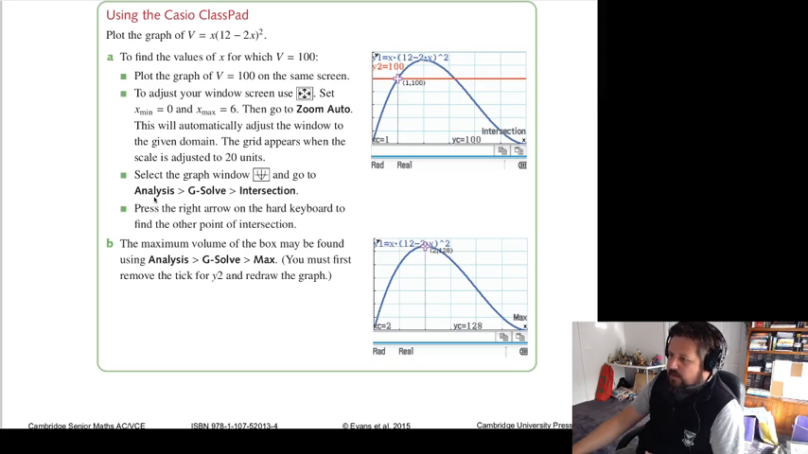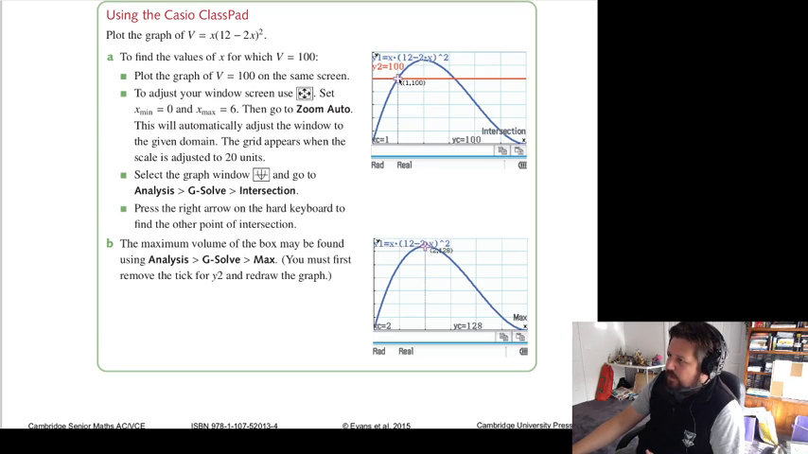You can go to analysis from the menu, go to Gsolve, and go to intersection. The calculator will do its thinking, hopefully pretty quickly, and it will show where they intersect, where they cross over. You can see here, it crosses over when x is equal to 1 and y is equal to 100. So the volume is 100 when x is equal to 1. That's one of the solutions there, which is good.